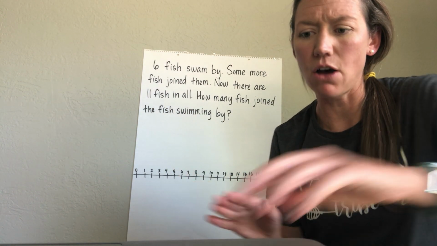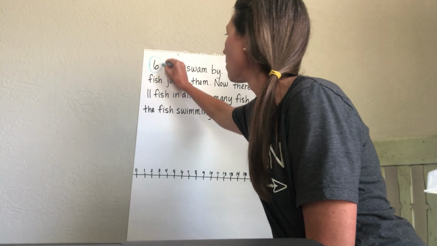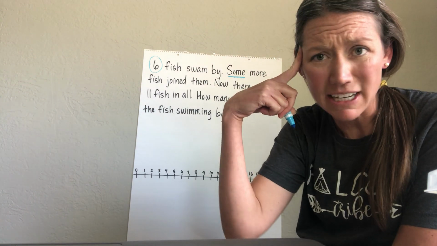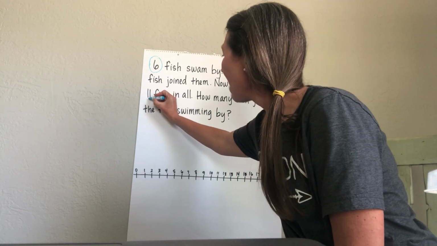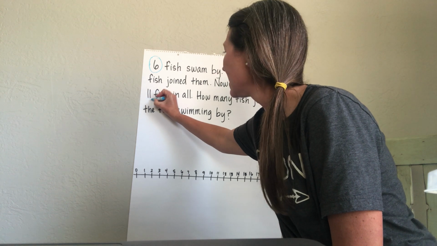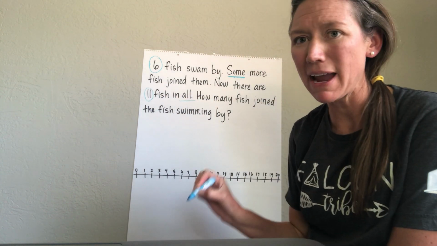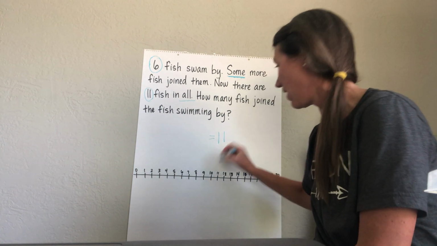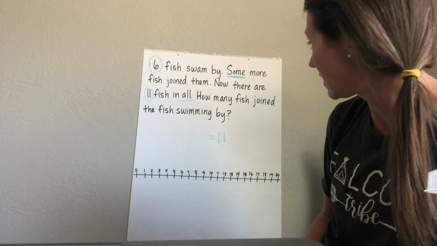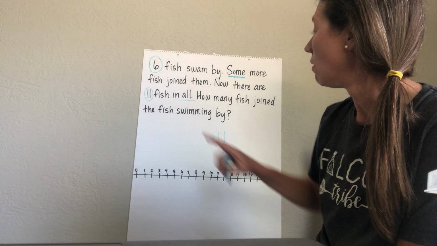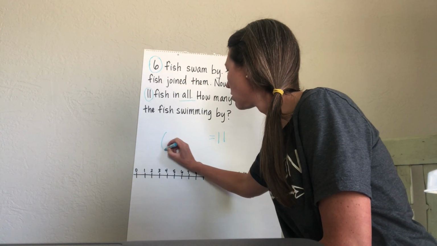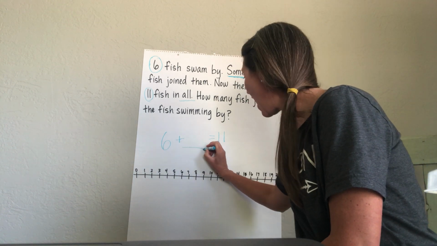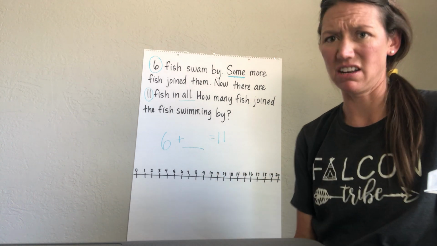Okay, I'm going to do the same thing I always do. I'm going to circle what I know. I know there were 6 fish, but this time there were some more. I'm going to underline that because it didn't tell me a number. But it said I had 11 in all. When I see in all, that's going to be my total. That's my amount. So I know I'm going to have 11 fish. So my answer is going to be 11, friends. My answer is 11 on this one because it said I had 11 fish in all. Well, I know I had 6 fish. So this one I have to figure out 6 plus what equals 11.